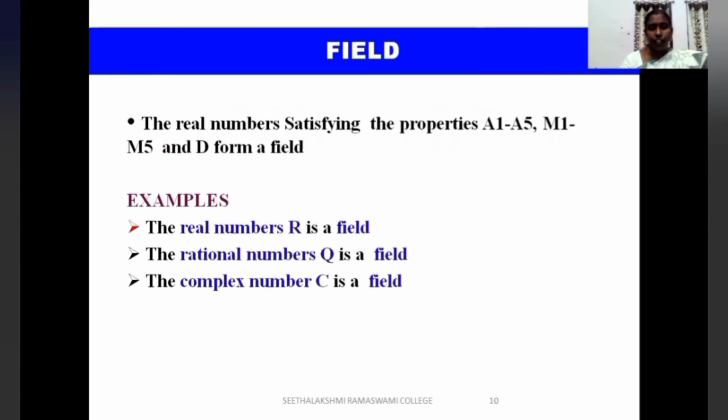Next, field. What is meant by a field? The real numbers satisfying the properties A1 to A5, M1 to M5 and D form a field.